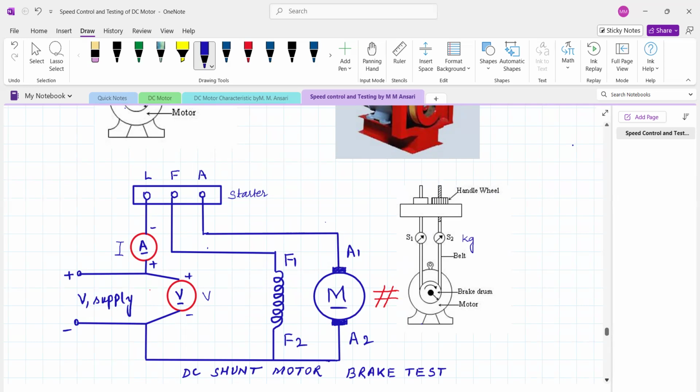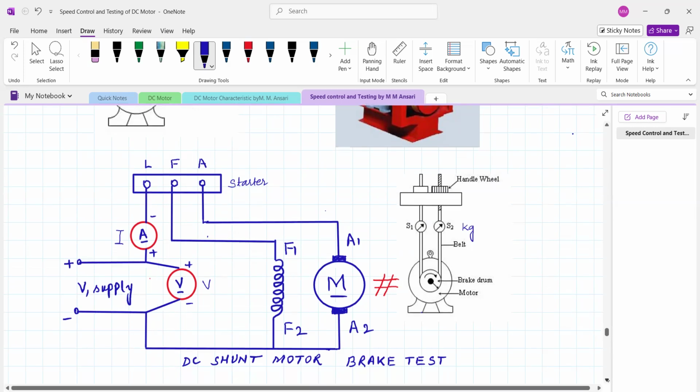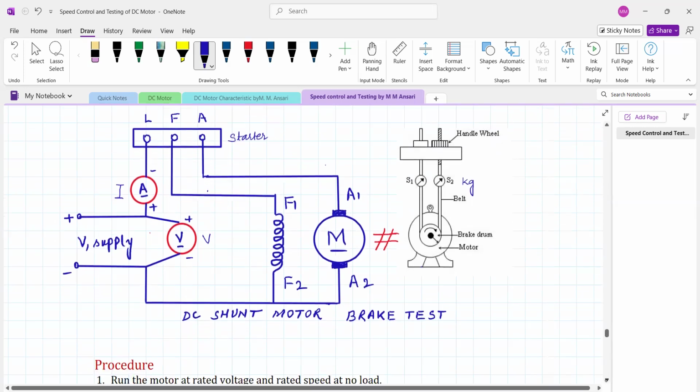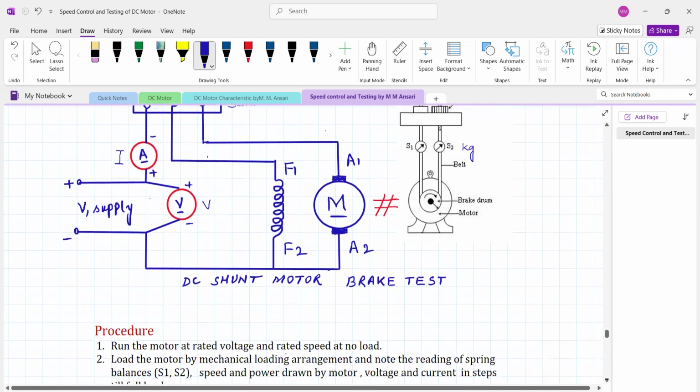It is mechanically coupled. This symbol represents the mechanical coupling over the spring balance, or there is a drum, and over the drum this belt is there, and the belt is connected through the spring to measure the load in kg. So this is brake drum, this is motor entire, it is seen. So here the DC shunt motor is going to be tested under direct load test. Now this DC shunt motor can be replaced by the DC series motor, compound motor, like this. Whereas the method is same.